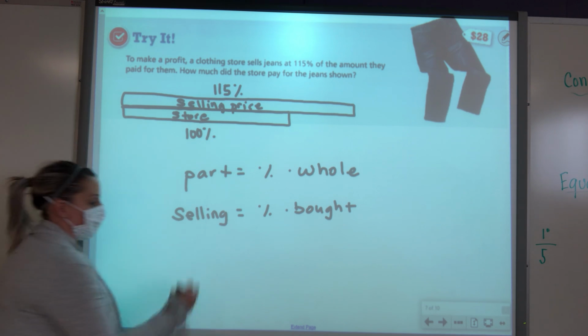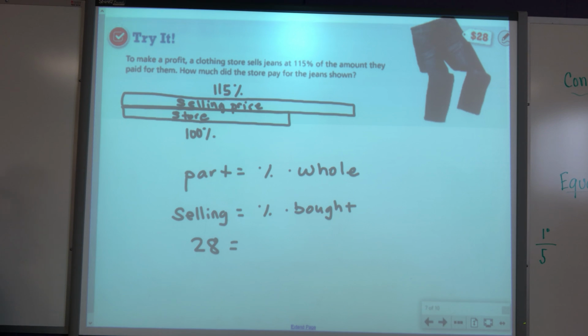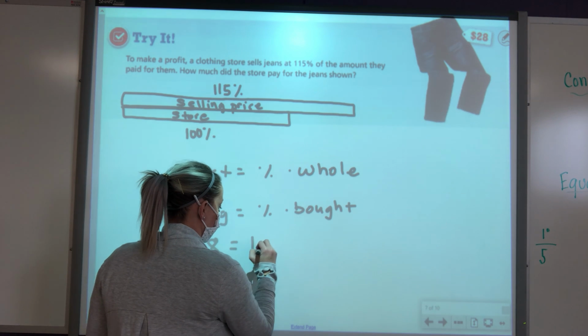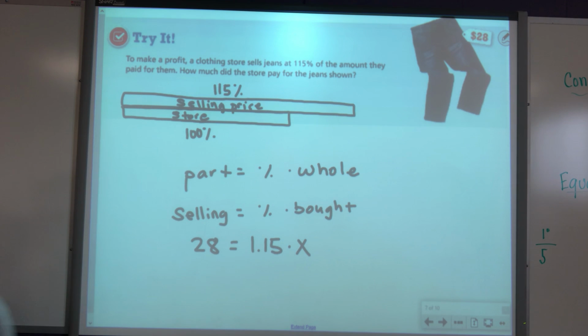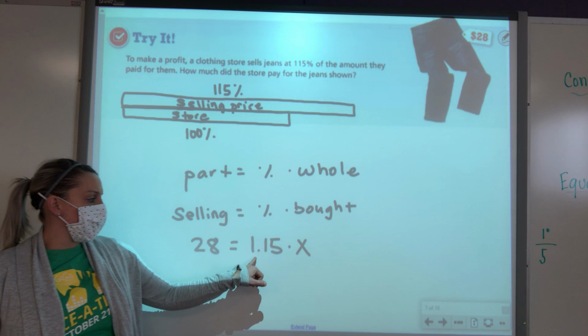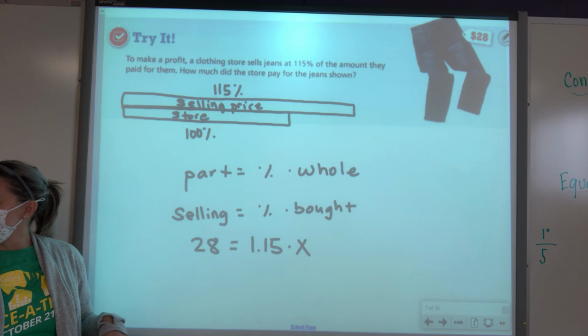So they sold them for $28. They're selling them for 115% of what they bought them for. Stores always do that, right? They've got to make a profit. You buy low, sell high. Okay? So why did I do 1 and 15 hundredths here? Because I had to move my decimal place, right?